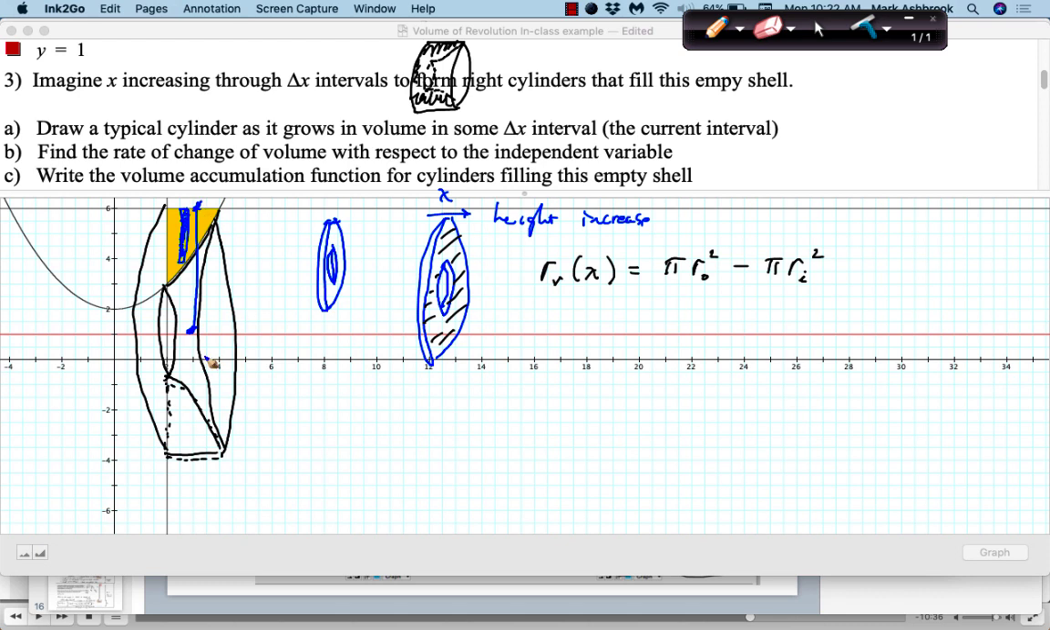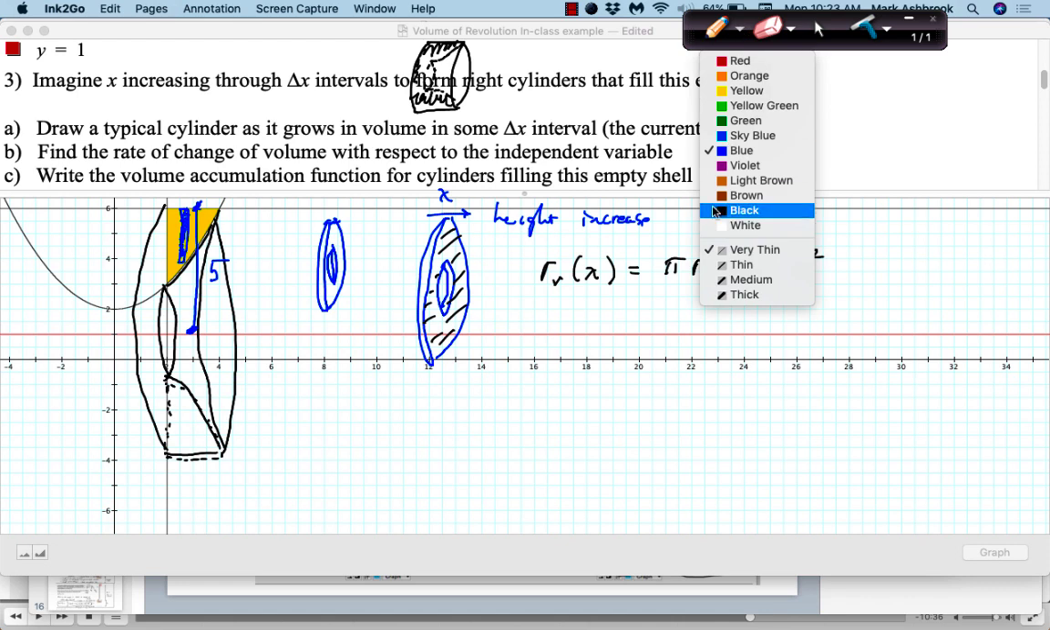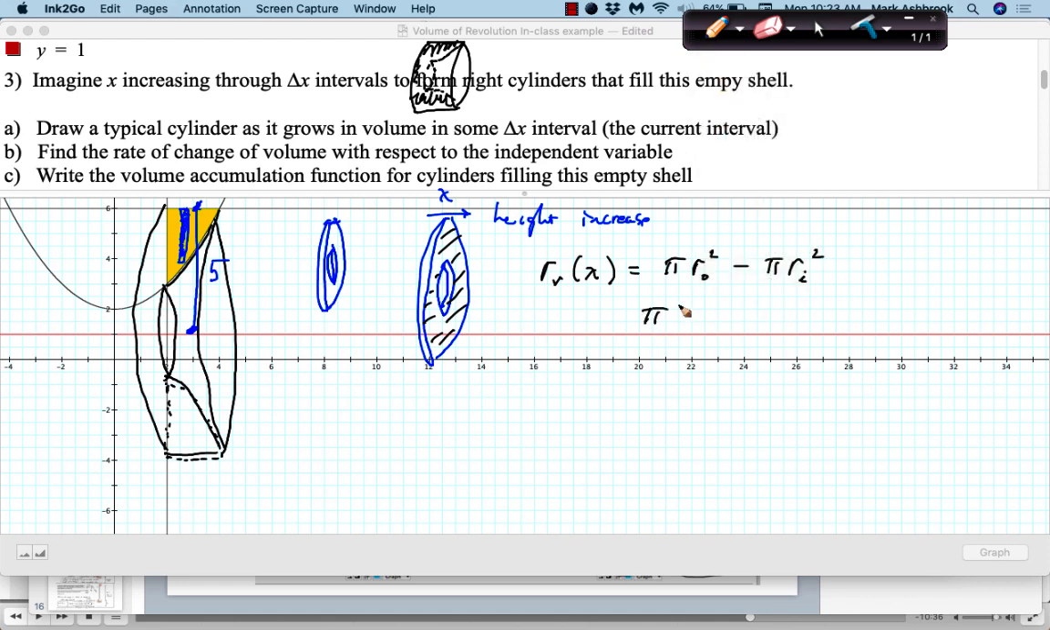Y final minus y initial. What's y final? 6. What's y initial? The radius of every one of these, the outer radius, is 5, not 6, because the center of rotation is 1. So this is what I mean by a big change in y. And to calculate that, you do y final minus y initial. Therefore, we have pi times radius, the outer radius, 5, a big change in y.